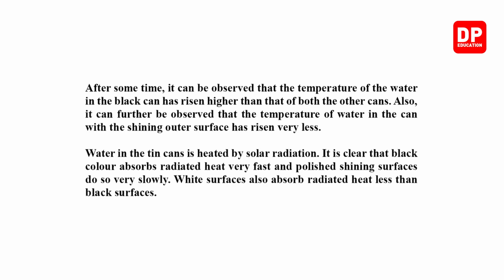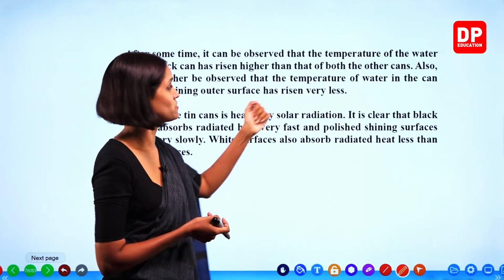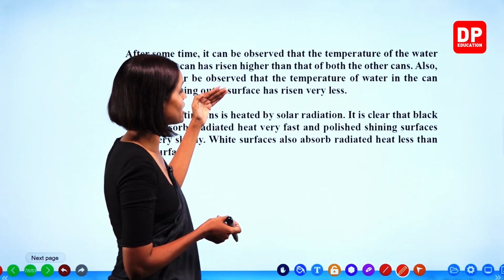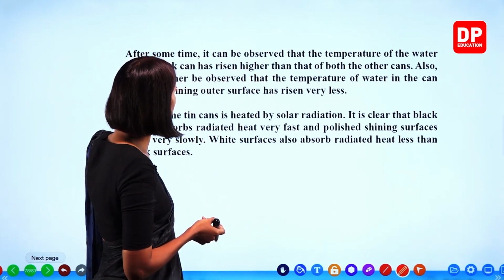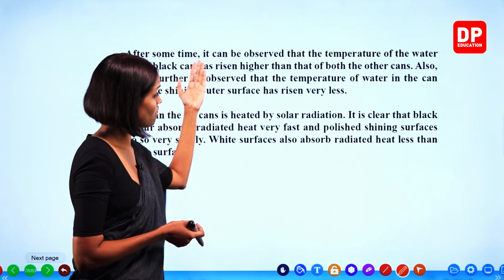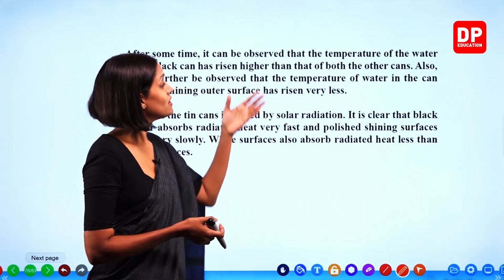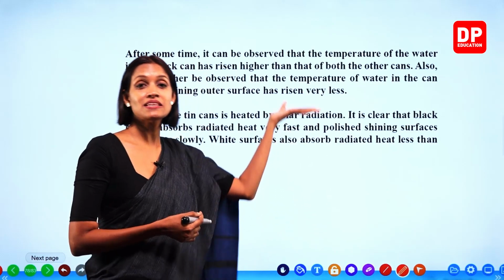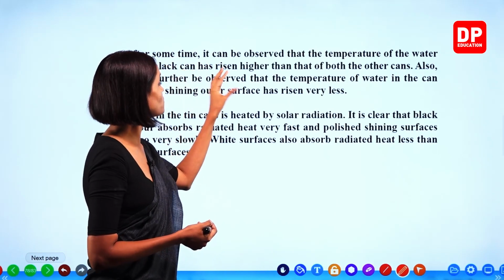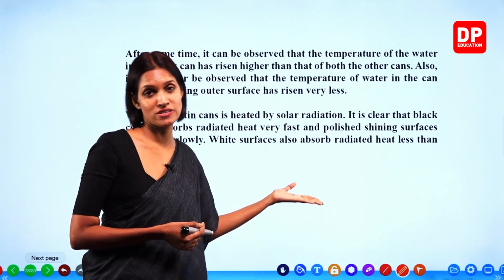So after some time, it can be observed that the temperature of the water in the black can has risen higher than that of both the other cans. This is the experiment we did. Also, it can further be observed that the temperature of water in the can with the shining outer surface has risen very little. At the end of the entire time period, the temperature of the black color can is the highest, then the white color can. The temperature in the shining outer surface can is the lowest.